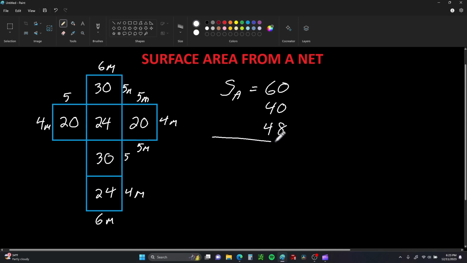If I add all these together, I get surface area equals 60 and 40 is 100, so this is 148 meters squared. And the reason why it's squared is because this is area. Just as one of the rectangles would have an area in square units, so would all of them on a flat surface.